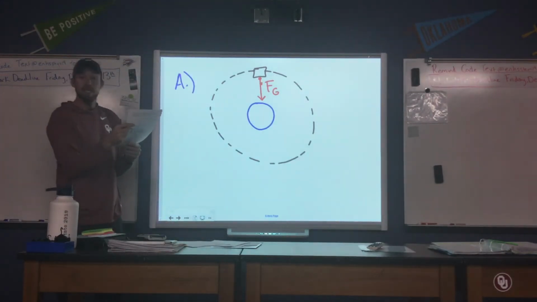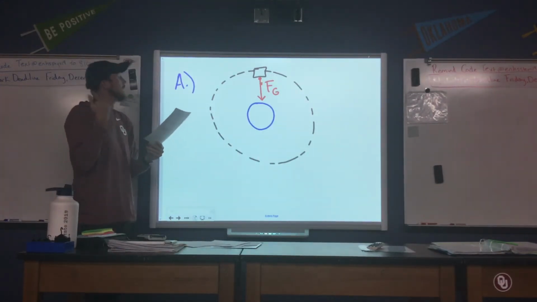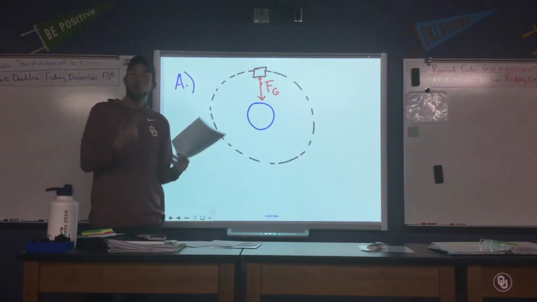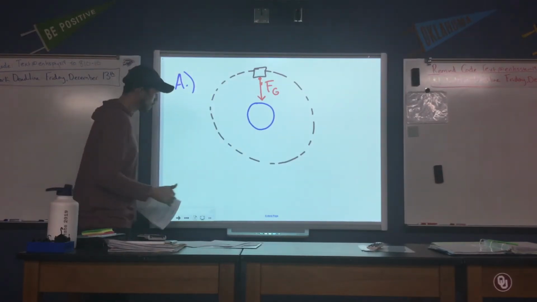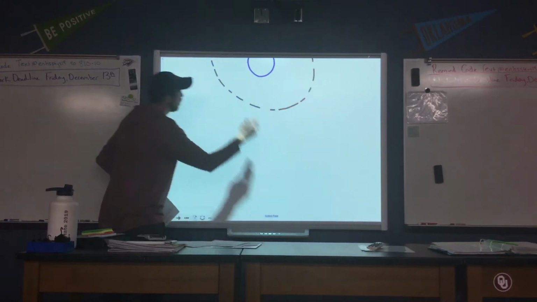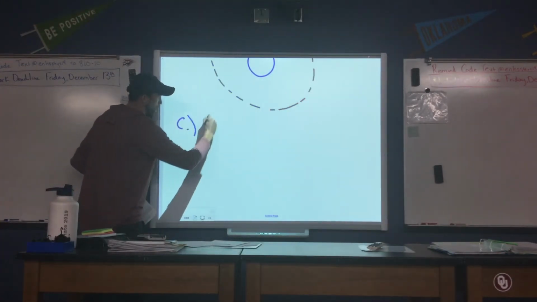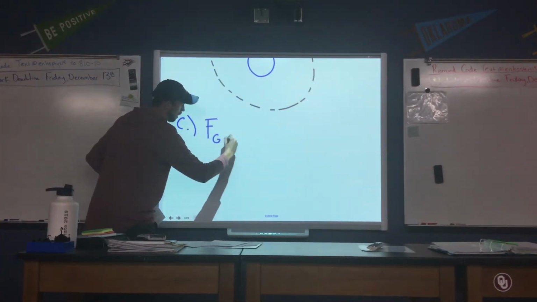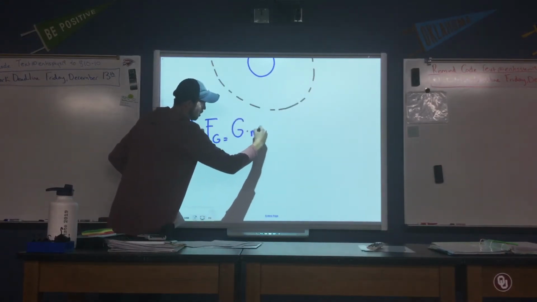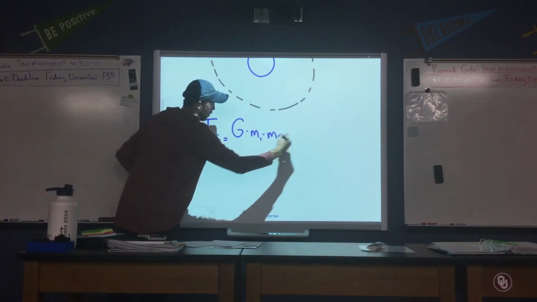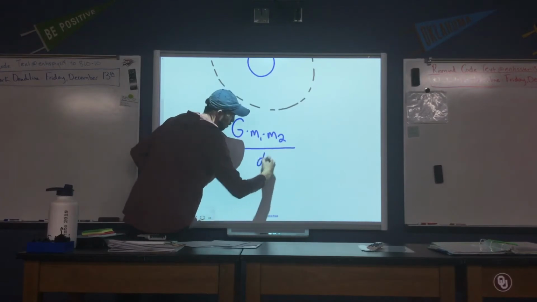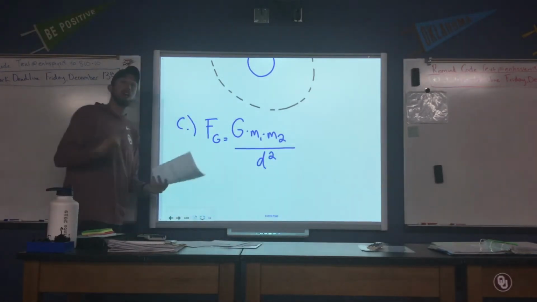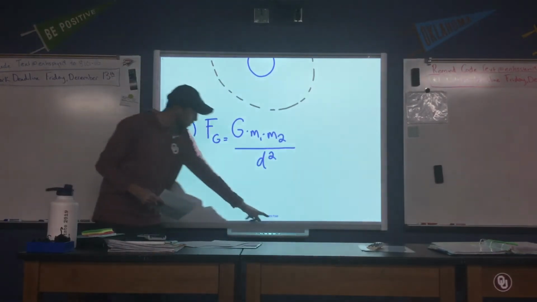Now, the next part of the problem is this. It's going to ask us to find the actual force of gravity between the ISS and the Earth. So we're given some values in the problem that are going to be helpful. So we'll start with our equation. F sub big G is our constant multiplied by m1 multiplied by m2 divided by d squared, the distance between our objects from center to center.